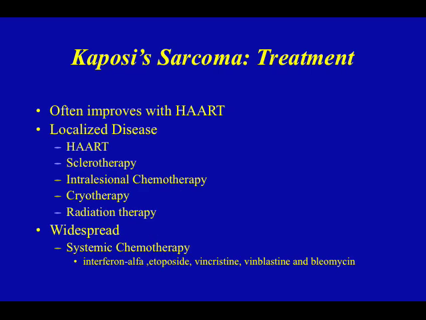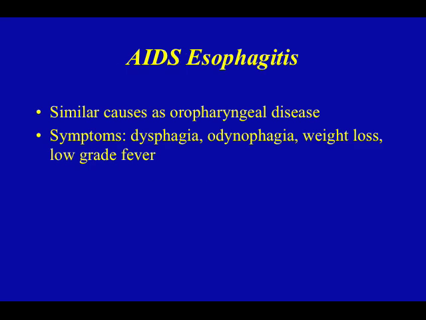What's the treatment? Sclerotherapy, HIV therapy, chemotherapy. Nothing really works well, but we try based on the location and extent of the disease. It's really patient-tailored treatment, but of course, always HIV therapy and boosting the immune system works the best.